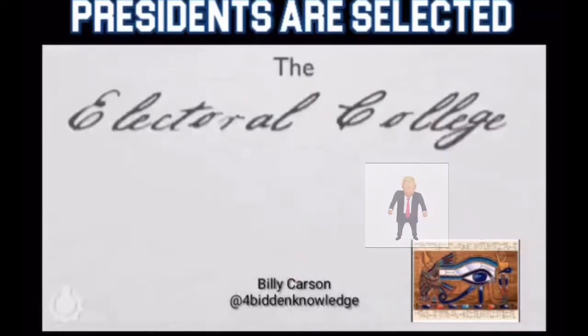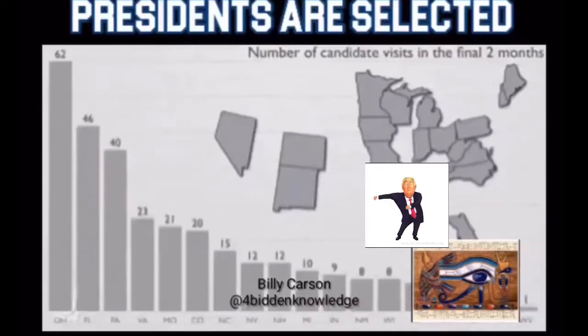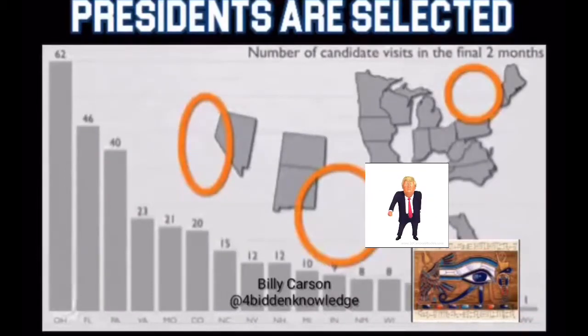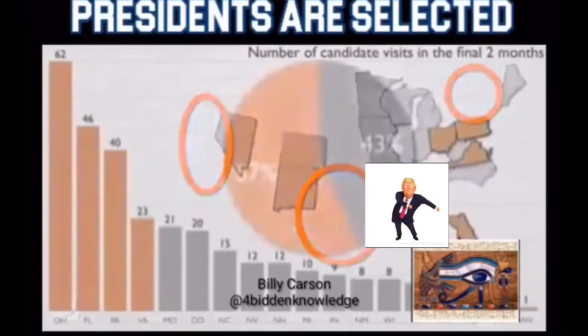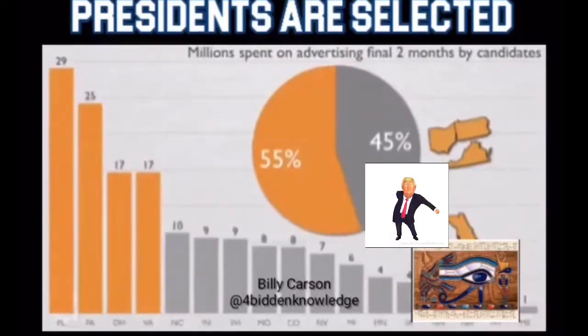The Electoral College doesn't make candidates care about small states. But interestingly, the biggest states, California, Texas, and New York, are missing as well. So what's going on? Looking closer, just 4 states, Ohio, Florida, Pennsylvania, and Virginia, received a majority of the candidates' attention during the election. And if you follow the money, it's the same story.